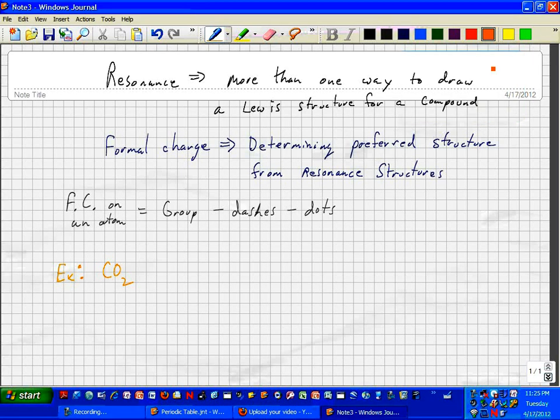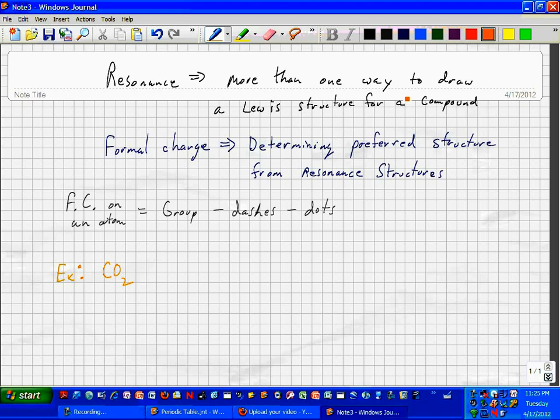I'd like to do an example of resonance and show how formal charge determines the preferred structure from a set of resonance structures. Resonance is where there's more than one valid way to draw a Lewis structure for a single compound. Amongst those resonance structures, there might be a preferred structure, and the way we figure out which one of those is preferred is by figuring out the formal charge on each atom in that compound.